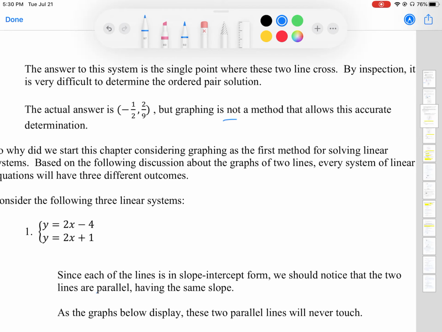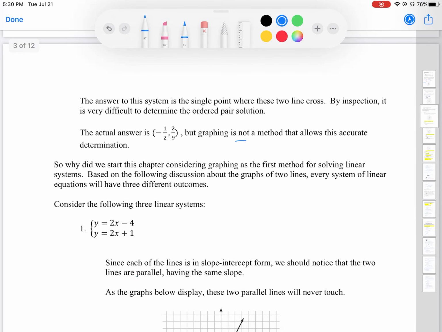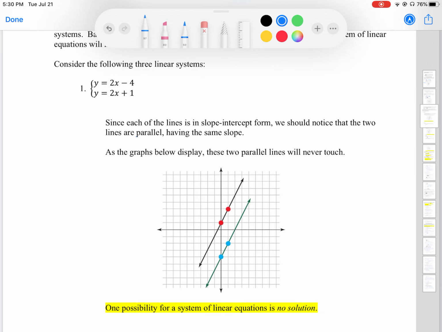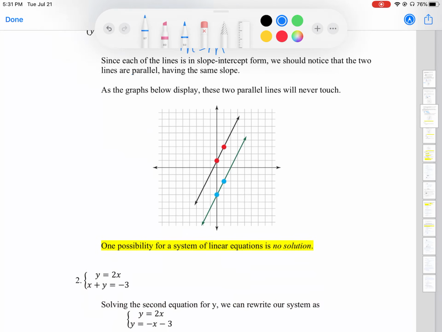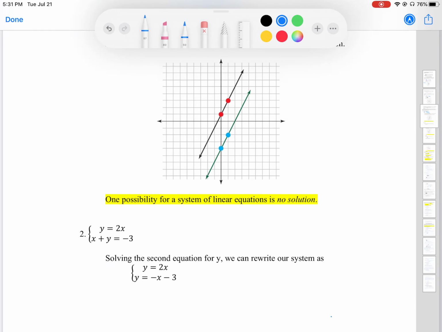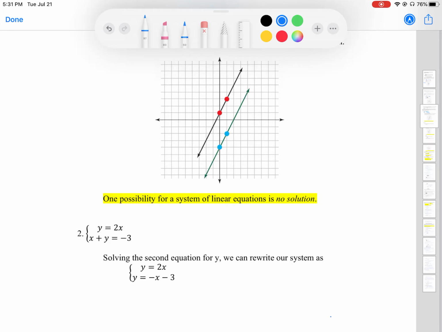So why did we start this chapter considering graphing as the first method for solving linear systems? Based on the following discussion about graphs of two lines, every system of linear equations will have 3 different outcomes. So let's look at this example. One of our outcomes can be, well, what if they have the same slope? Remember, if they have the same slope, they'll be parallel lines and they won't cross. Two parallel lines will never cross, there's no such point where they'll meet. So this would be an example of no solution.